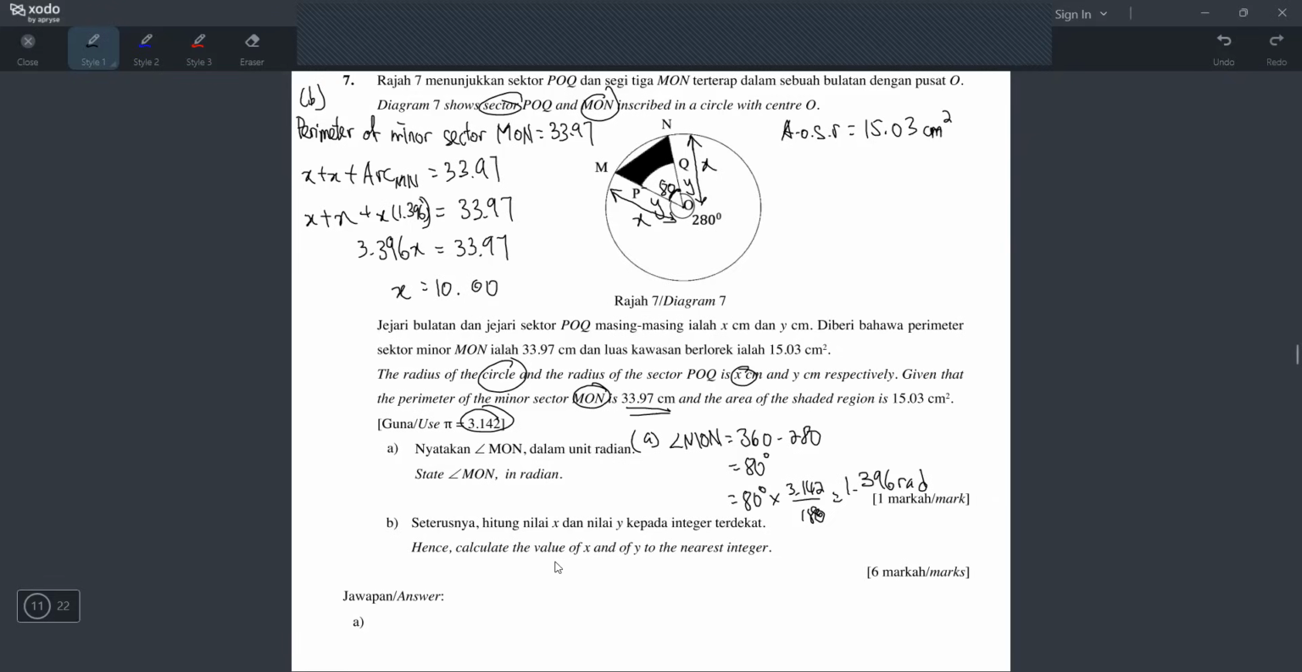But look at the question. Calculate value of x and y to the nearest integer. Integer means no fraction, no decimal. So what is the nearest integer? 10 lah. So x is just 10 cm, right?